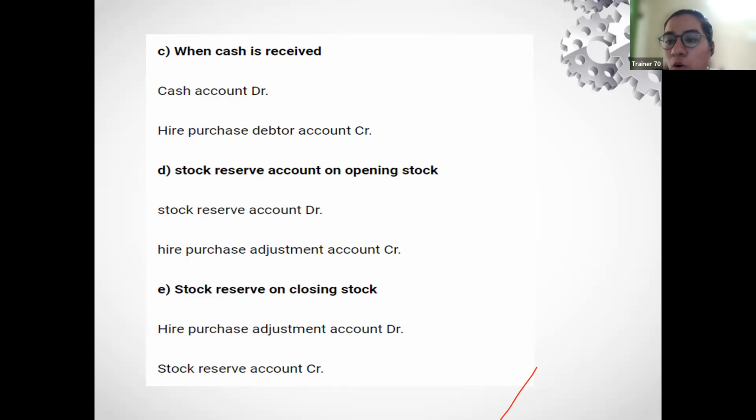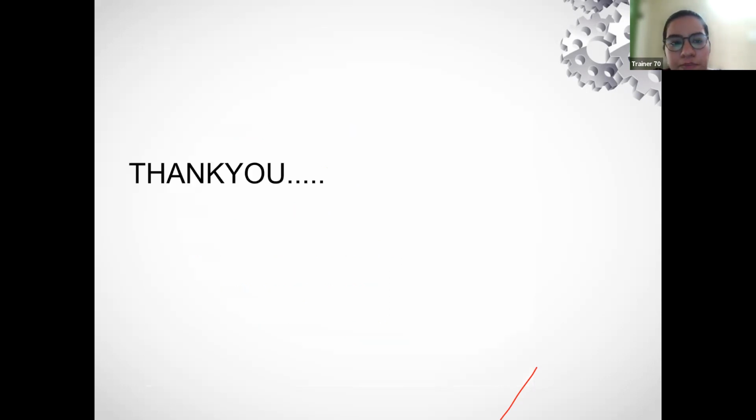Stock reserve account on opening stock: whenever it is opening, stock reserve is debited, and whenever we talk about closing, stock reserve is credited. You can see the opening and closing entries. Under the opening entry, stock reserve account is debited; in the closing entry, stock reserve account is credited. Rest everything remains the same. So this is how you have to operate with the fourth method, which is known as the stock and debtors method. This confusion will get cleared when we do the illustration with respect to this.